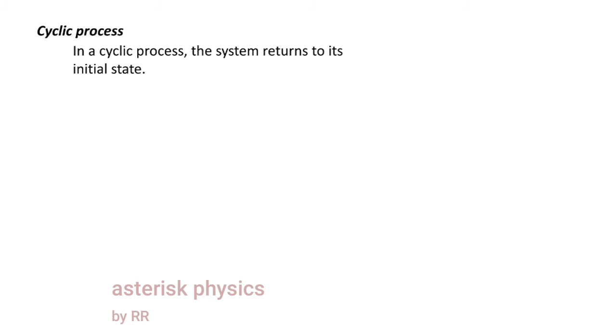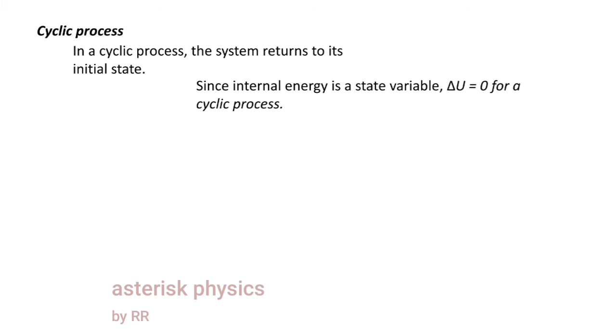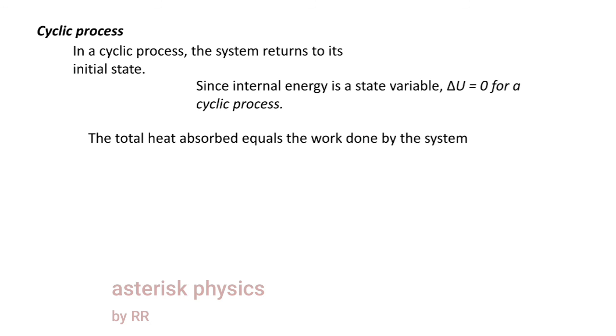Cyclic process. In a cyclic process, the system returns to its initial state. That is, the initial and final states are the same. So, since the initial and final states of the system are the same, the internal energy change will be zero. There is no change in internal energy. That is, ΔU = 0 for a cyclic process. The total heat absorbed equals the work done by the system.